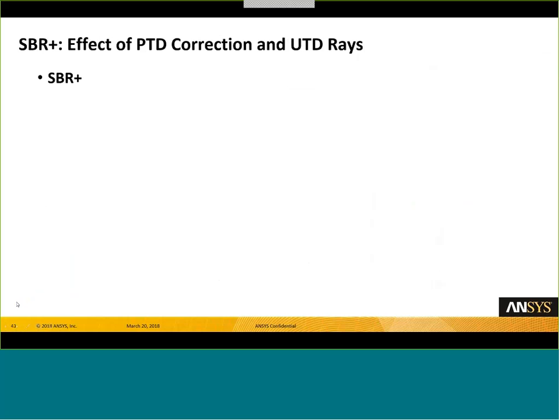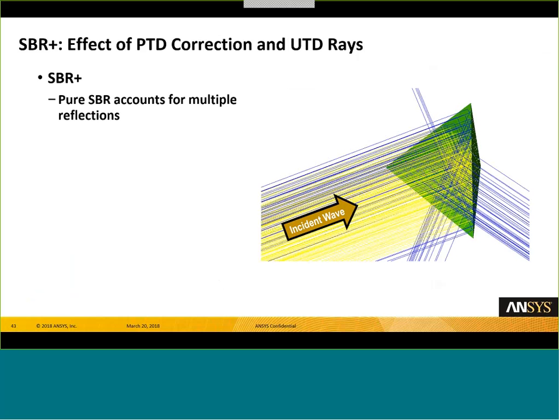All right, so we'd like to take a little time and step through some of the advantages of these advanced physics mechanisms that are built into our SBR Plus. If we start with just shooting and bouncing rays, a reminder that that accounts for multiple reflections. So if we think of an incident wave as being discretized into a number of ray tubes that are ultimately carrying off that energy, those ray tubes are going to interact with some scattering geometry. And when they do, they deposit currents. And those surface currents are going to be radiated into free space.